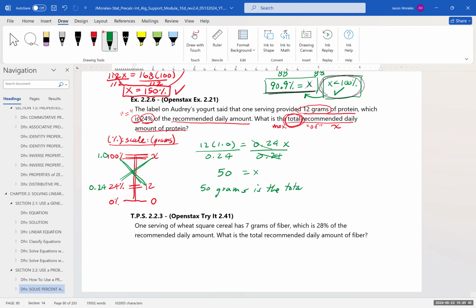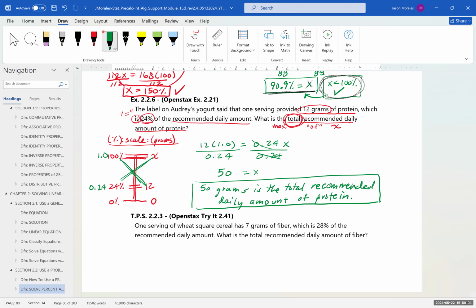is the total recommended daily amount of protein. Okay, let's backtrack and take a look at one thing here. Look at expectations. So what should we expect x to be? Well, we should expect x to be greater than 12.